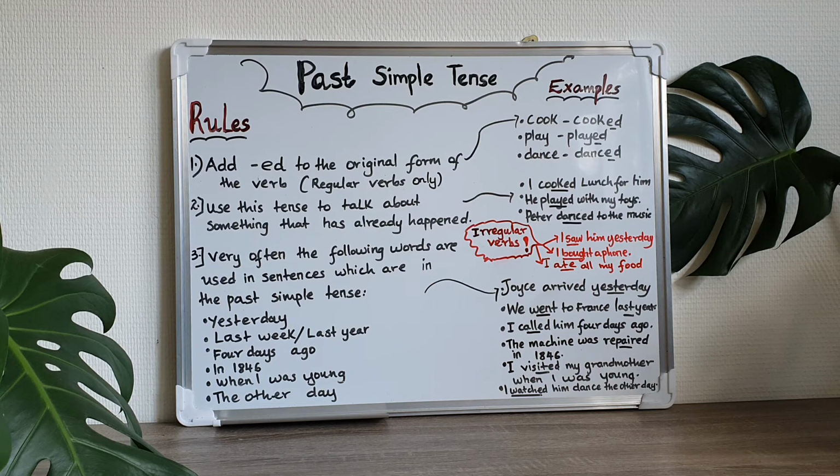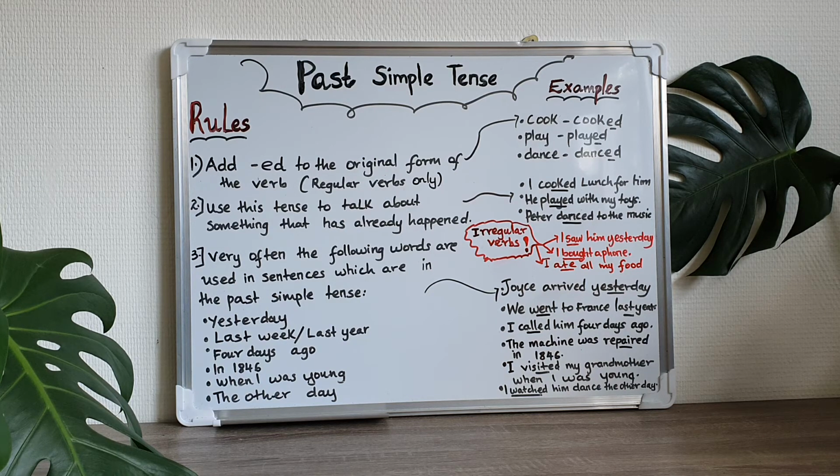Remember, went is an example of an irregular verb, and the verb is go. Irregular verbs do not take an ed at the end of the verb. Okay, irregular verbs, you do not add ed to the end of the verb if it is irregular. So go becomes went. We went to France last year.